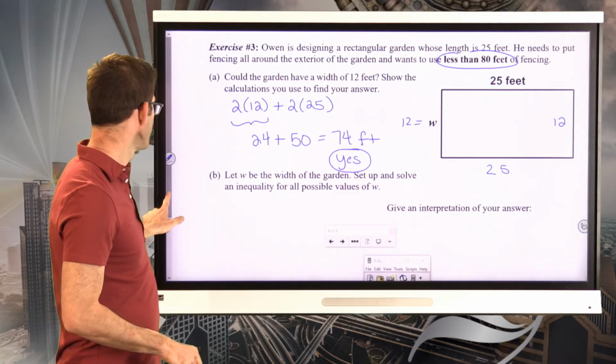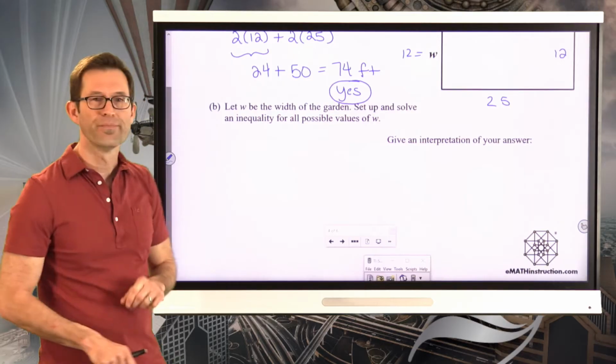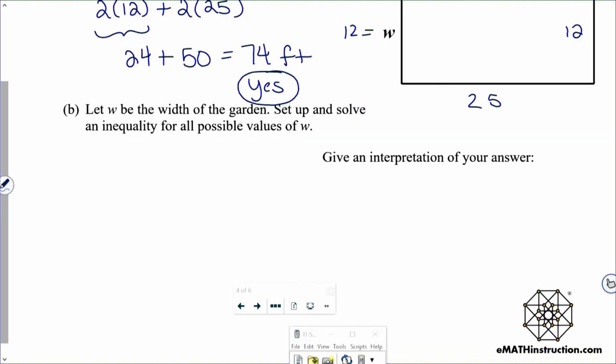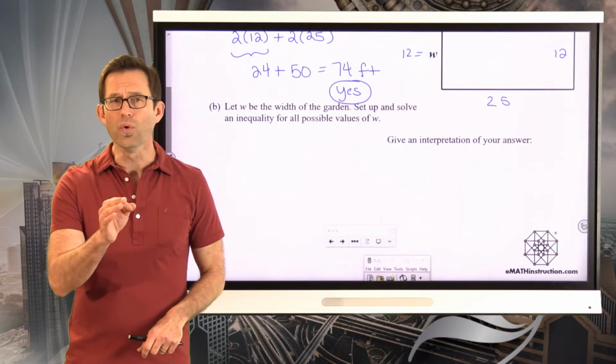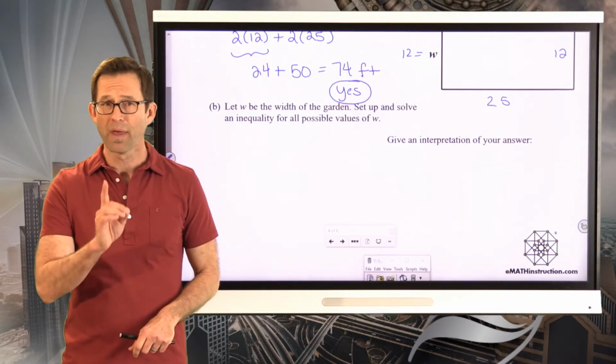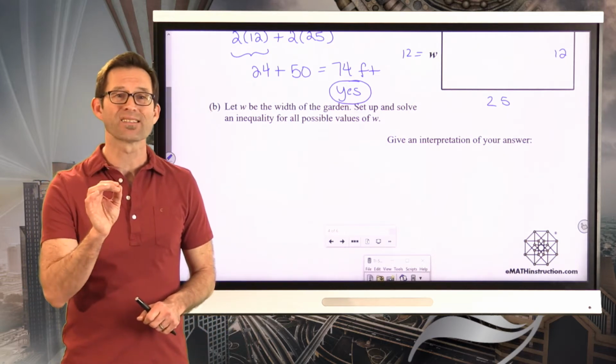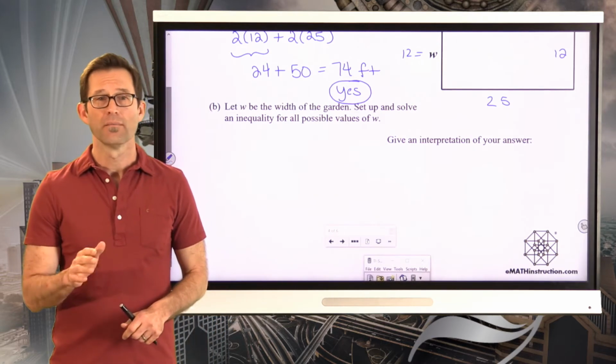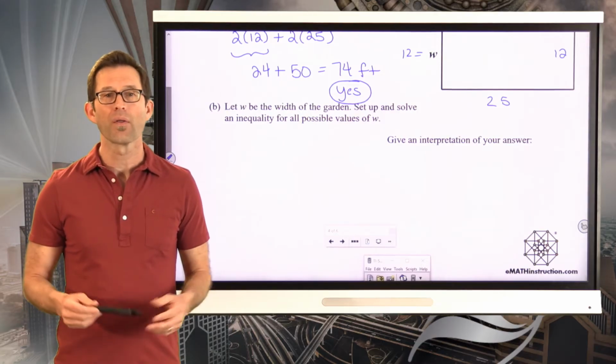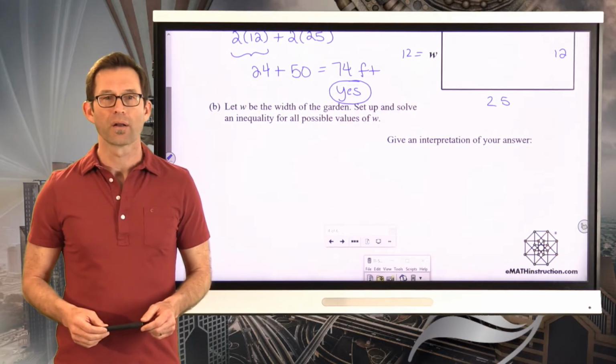Let's keep going. Letter B. Let W be the width of the garden. Set up and solve an inequality for all possible values of W. On top of that, we're then going to give an interpretation of our answer. See now if you can model this problem based on the fact that W stands for the width and we want to use less than 80 feet of fencing. Pause the video now and see if you can model this problem and solve the model.